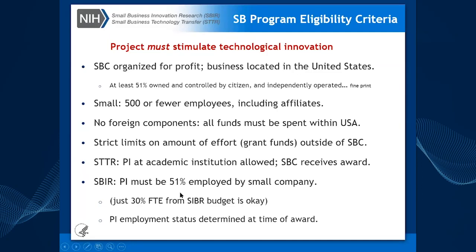That doesn't mean that the application has to include 51 or more percent support FTE for that particular person. You might just put 30% of an FTE or 100% of an FTE, but the PI must leave any other large company or academic institution so they can be 51% employed by the small company. That doesn't need to happen until the award is actually made.